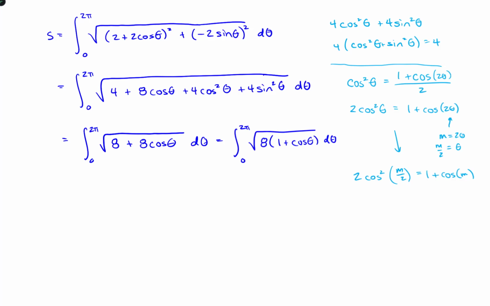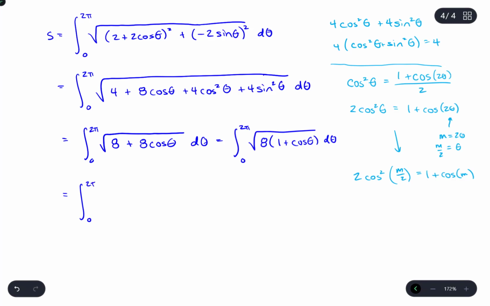And so I really could rewrite 1 plus cosine theta as 2 cosine squared theta over 2. So let's do that. 0 to 2 pi. Still have this factor of 8. And then I'm rewriting 1 plus cosine theta as 2 cosine squared of theta divided by 2.